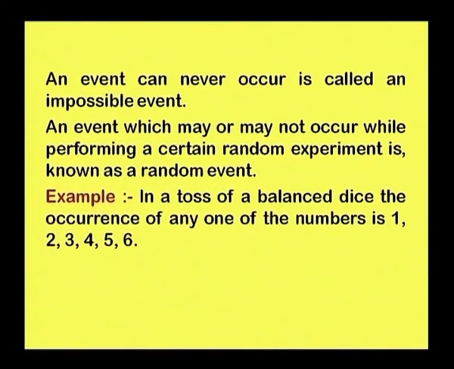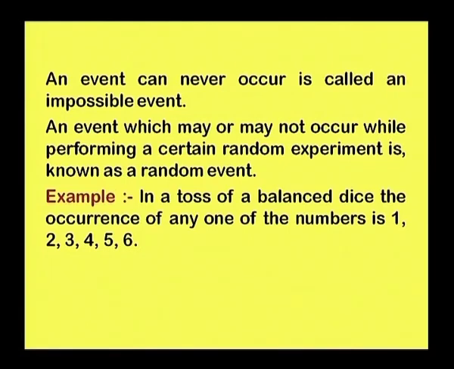An event that can never occur is called an impossible event. Whenever we explore the possibility of occurrence of an event and we find that the event is not going to happen and will never happen, it is regarded as an impossible event.